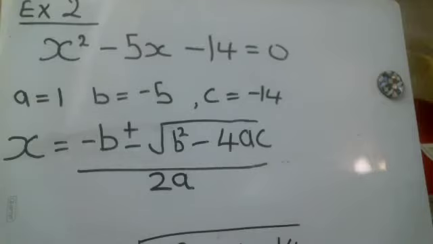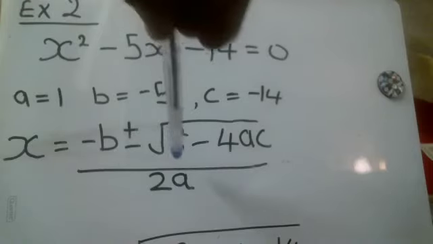Here is a second quadratic equation to be solved. X squared minus 5x minus 14 is equal to 0. So we want to find what x is using the quadratic formula. A is 1, B is minus 5, and C is minus 14. Now we want to substitute A, B, C into the quadratic formula.